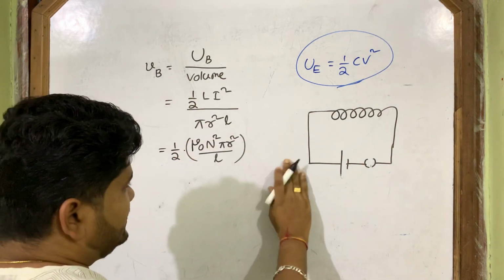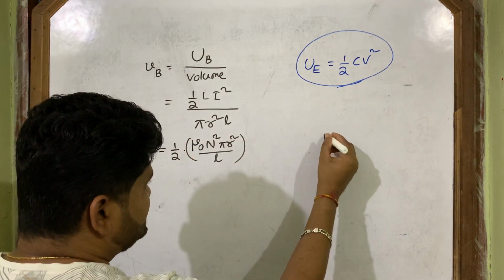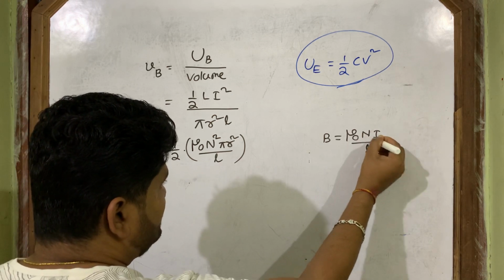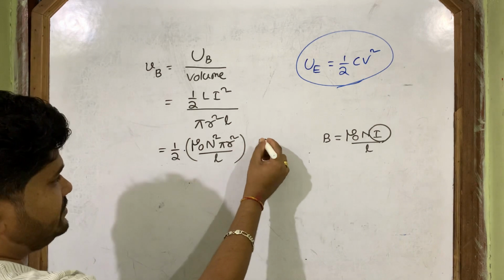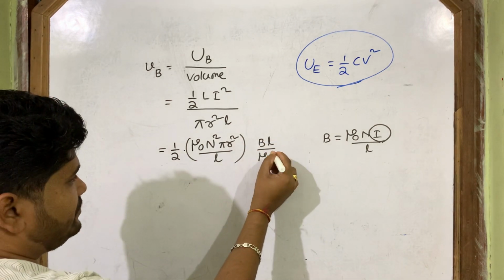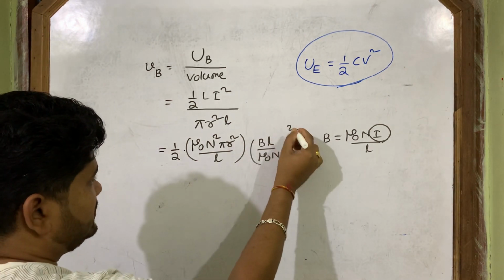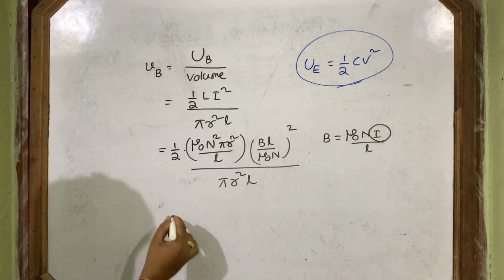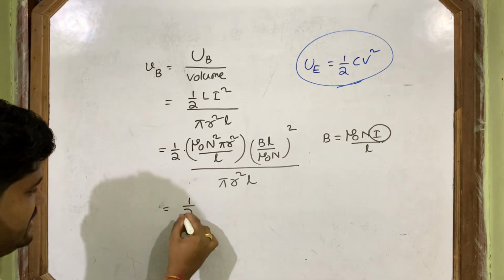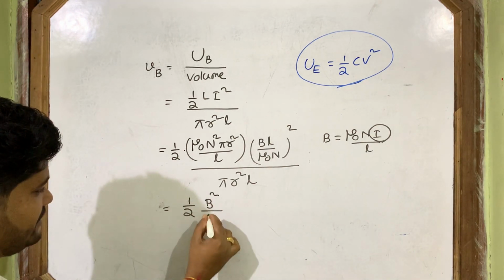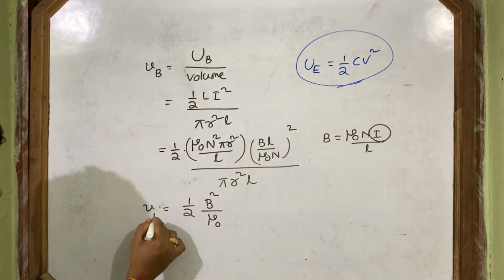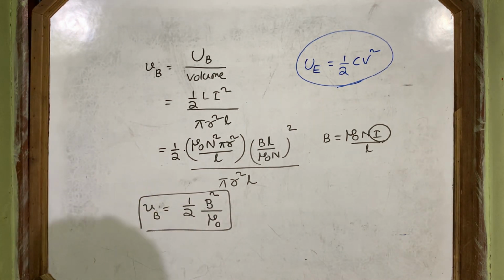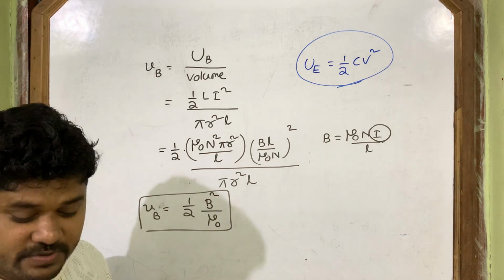And this I, let's do one thing, bring the I from this expression. B is mu naught N I by L. Then what is I? I is equal to BL by mu naught N, its square, divided by pi r square. If you cut the quantities, at last you will get half B square by mu naught. This is the energy stored, energy density. Energy density of the inductor is half B square by mu naught.